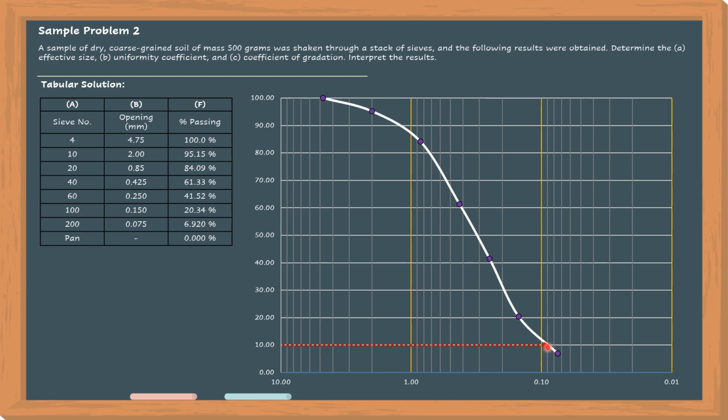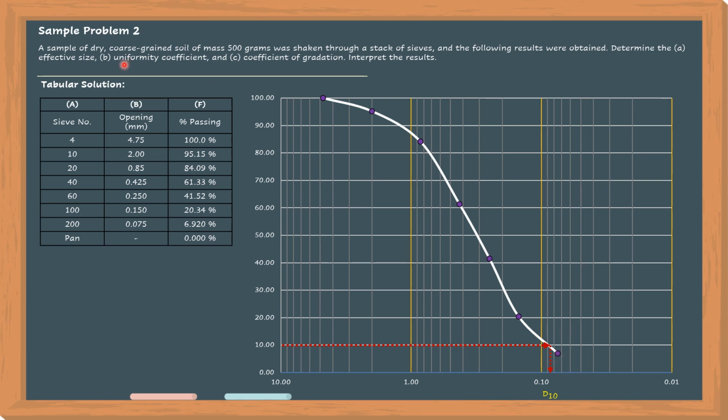Tapos, babasahin natin kung ano yung particle size diameter niya na nag-intersect sa 10% na horizontal line ng particle size distribution curve. Okay? So, pag binasa natin yan, meron tayong estimate na more or less nasa 0.02, 0.03, 0.04, 0.05, 0.06, 0.07, 0.08. So, in between 0.08 and 0.09 yung D10 natin. Okay, so later, I will show you kung ano yung exact value ng D10.